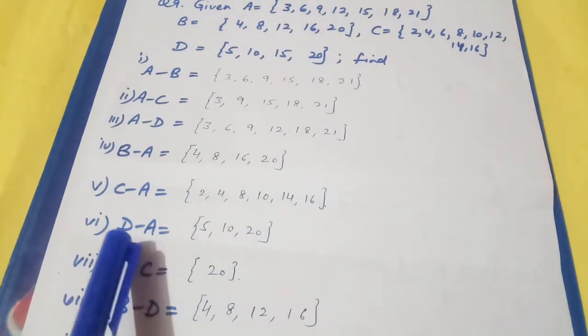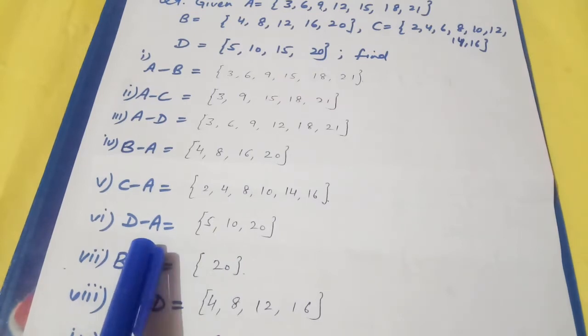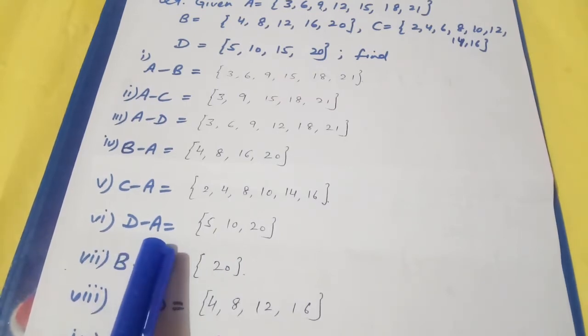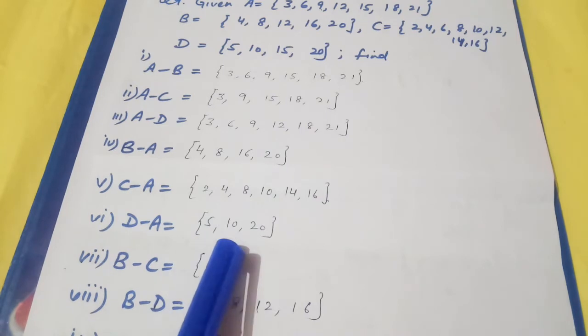In the next part, sixth, D minus A. This set contains all the elements of D but not the elements of A, which is equal to 5, 10, 20.